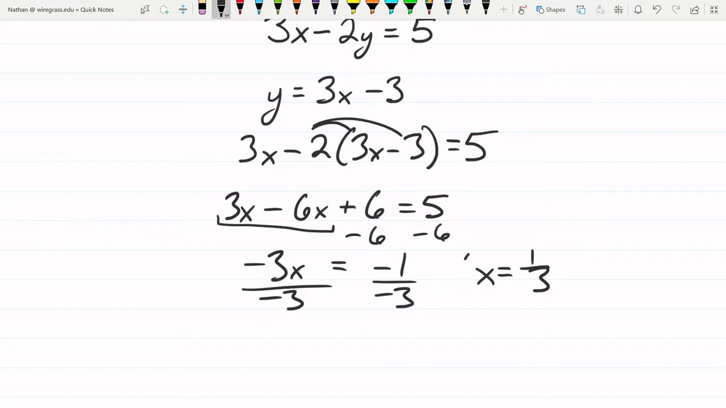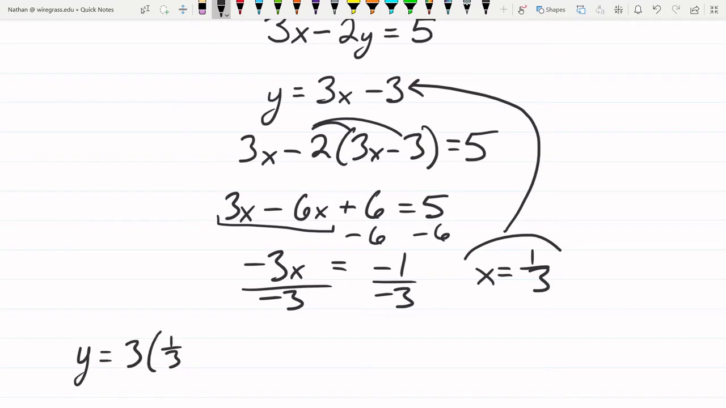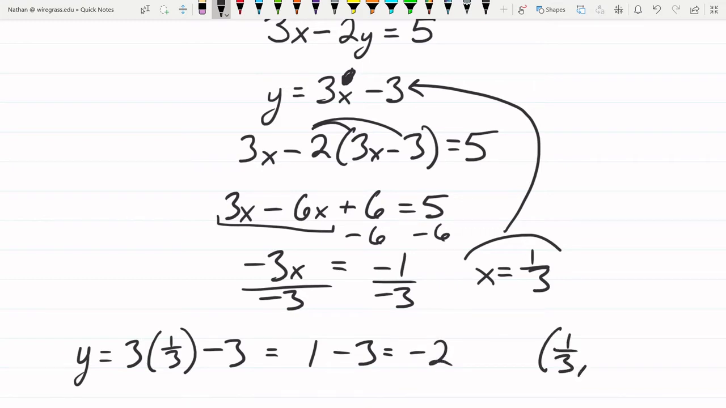We can take what we just found and plug it back into the second equation. That's what y equals. That gives us y equal to 3 times x, which is 1/3, minus 3. So I just plugged x right into this spot right there. And then simplifying, 3 times 1/3 is 1, minus 3 is negative 2. My solution is the coordinate 1/3, negative 2.